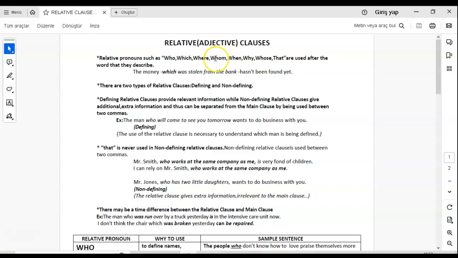And so these are like the question words, as you see. Who is used for people, which for objects, where for places, whom for people, when for time, why for reason, whose for possession, and that to replace which and who. And so which money? The money which was stolen from the bank, and here in Turkish we call it anası mezar dikecekmiş. You remember the sıfat fields, and so that's the same thing in English.